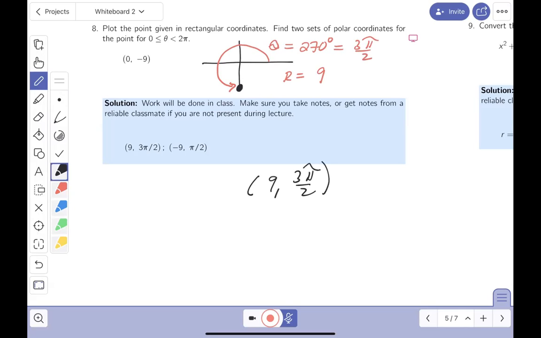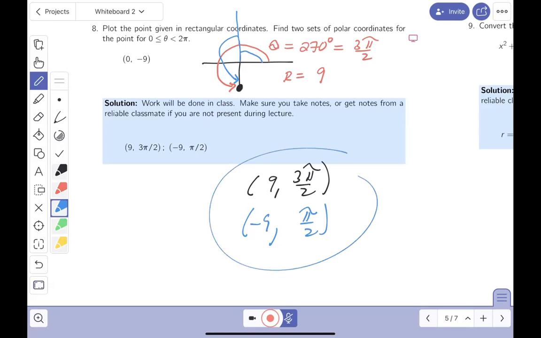That's one point. I'm going to put another one down. I'm going to go here, right? So the line's going up like this. But I have to go in the opposite direction now. What's the angle? The angle there is going to be, let's see, pi over 2. But I have to go in the opposite direction, so it's going to be minus 9. All right? Those answers are clearly listed over there for you: 9, 3 pi over 2, and minus 9, pi over 2. They want me to keep the angle between 0 and 2 pi, by the way.